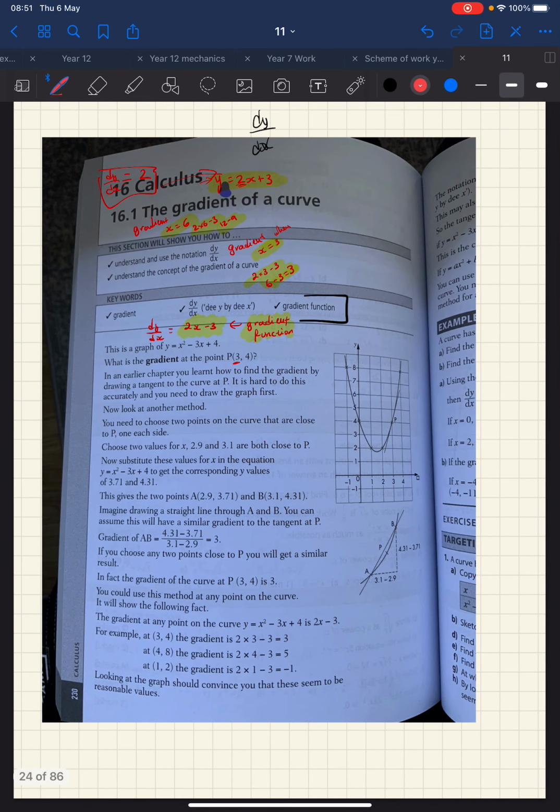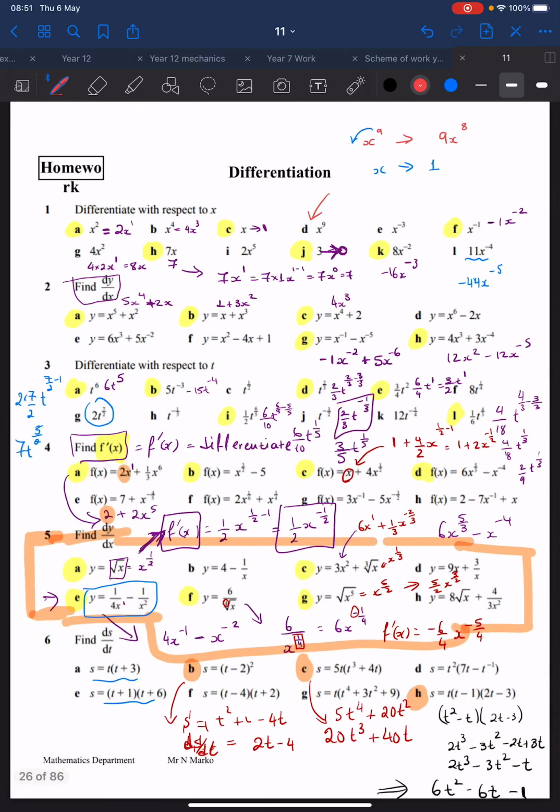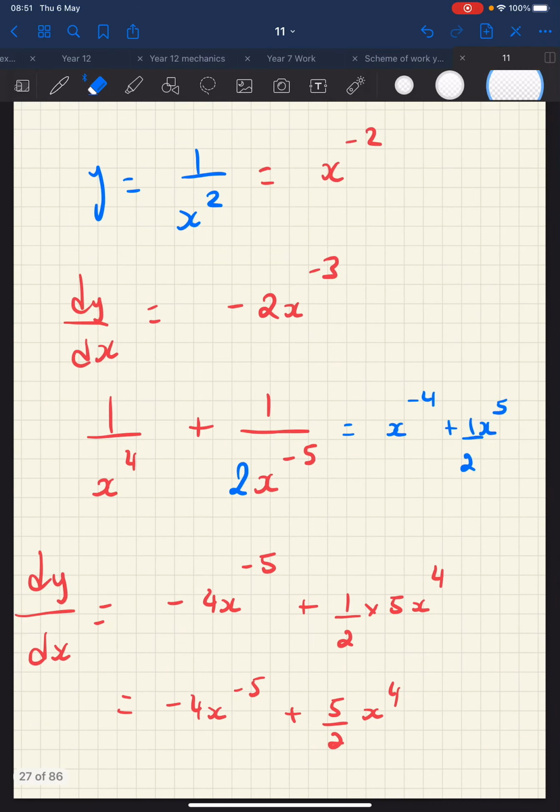And that was the majority of the stuff we did in chapter 1. Why do you differentiate? The reason why you differentiate is to work out the gradient function. So if you've got the equation of a curve, let's have a look. The equation of the curve is y equals x squared plus 5x take 4. Why do we differentiate? Well, we differentiate to work out the gradient function.